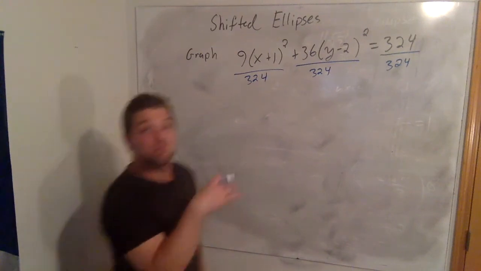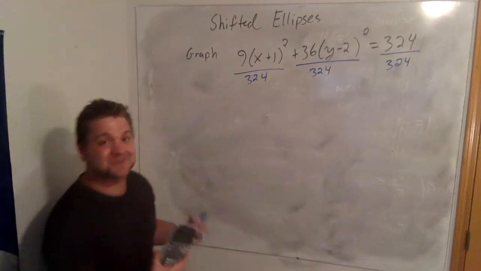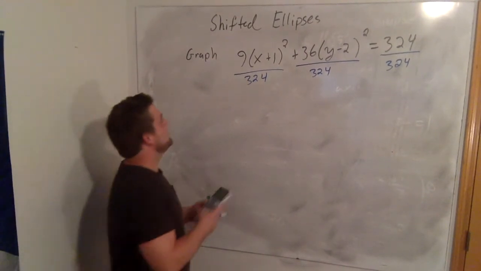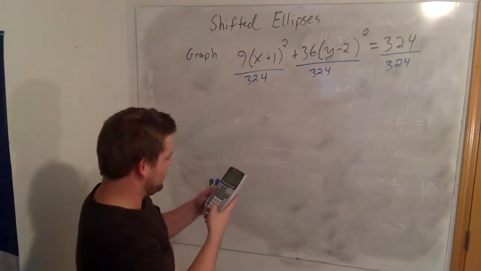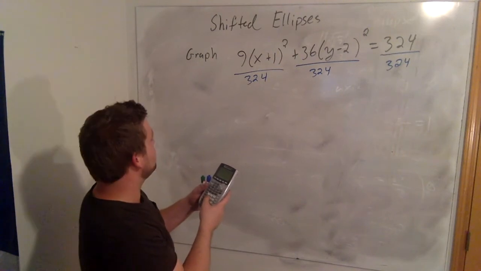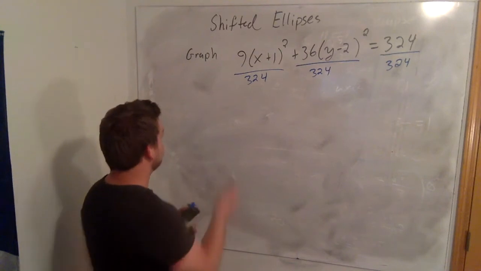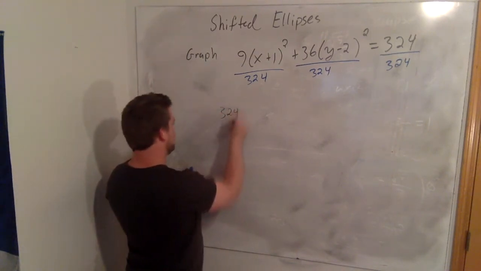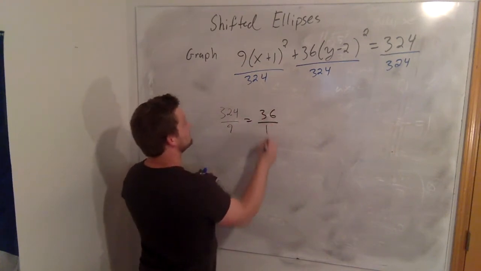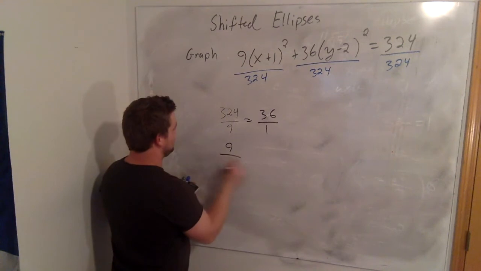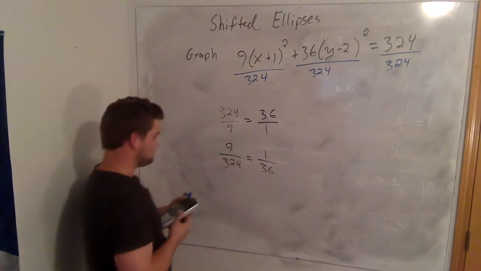So we can have it being equal to 1. Okay. Half the battle of math is having things in an appropriate form. So instead of doing 9 divided by 324, let's do 324 divided by 9. 324 divided by 9 is the same thing as 36. You could think of this as 36 over 1. So 9 over 324 will be equivalent to 1 over 36.